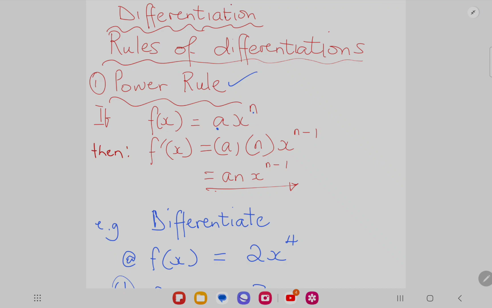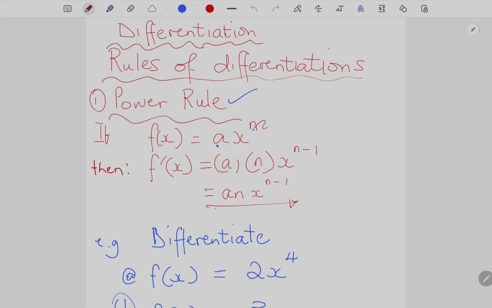First rule, power rule. It says if f of x is equal to ax to the power n, then the derivative of ax to the power n will be f prime of x is equal to a times n x to the power n minus 1. So this a is going to multiply this n, then x to the power n. In n, what do we do? We always minus 1. That means to this exponent, we always minus 1. Okay? Then what is a times n? It's a n x to the power n minus 1.